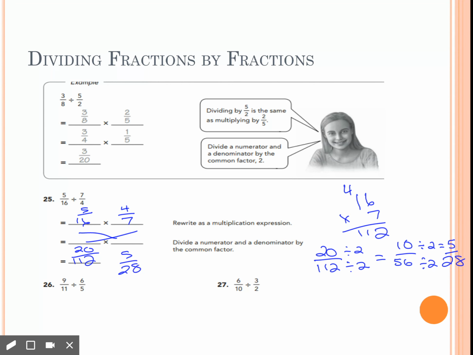So if you want to simplify anytime earlier, you're welcome to. In this example, we really wouldn't have been able to. So try number 26 and 27 on your own and come back and check your work.